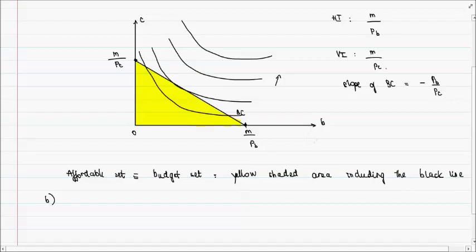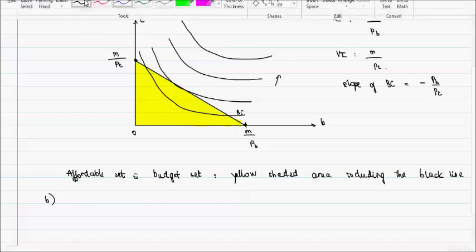Now the question asks you to illustrate the bundle M on the diagram. The bundle M is the bundle which is lying on the budget constraint. So we know that it has to be on the black line, and the marginal rate of substitution at that point is greater than the relative price. So what is going to be the location for M? What can the bundle M be, and where can it be? We know that it has to be on the black line, so that's the first thing.